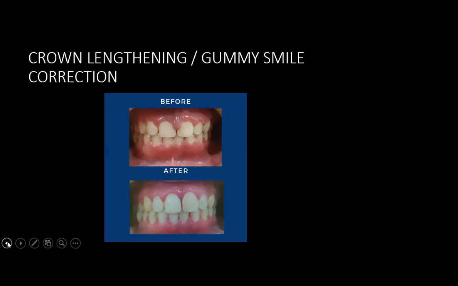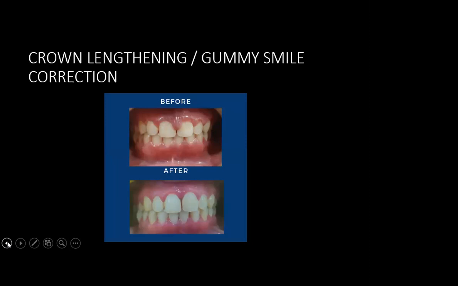Now coming to crown lengthening or gummy smile correction. A lot of patients come to you and tell you that they are not happy with their smile because their gums are very visible when they smile, or their teeth look too small when they are smiling. So these are classically cases who have a gummy smile. That is, a lot of the gingiva is displayed when they smile.